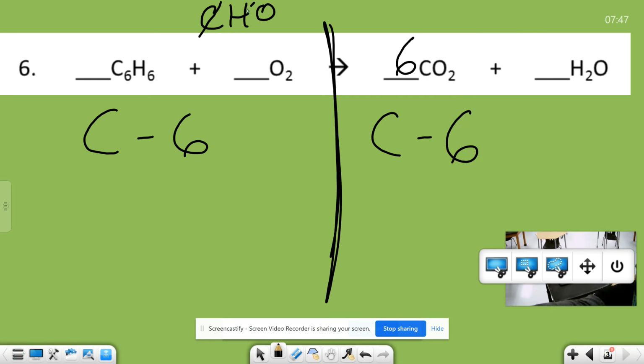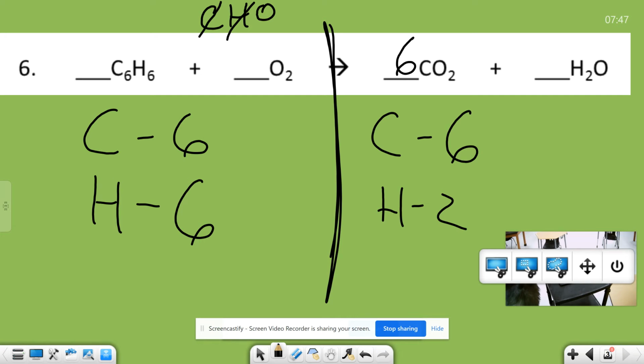Now we can do our hydrogens. Let's balance these guys out. So hydrogen here, I have 6 over here. We have 2 over here. So to get this to 6, 3 times 2 would give me 6. All right, that's balanced. Now let's do oxygen.